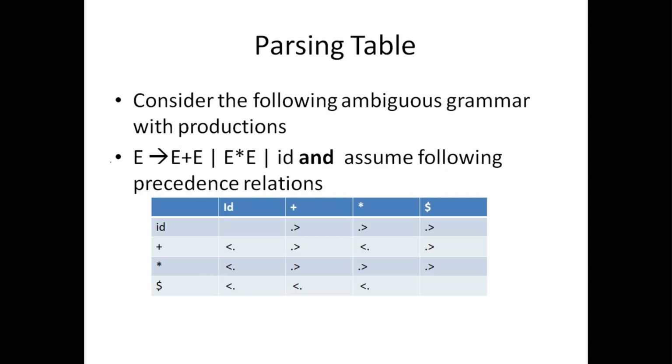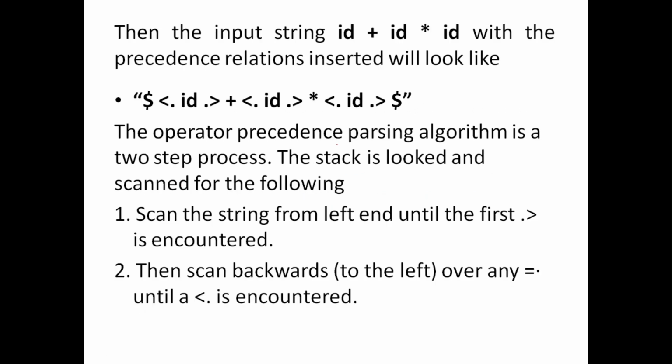Suppose we have this ambiguous grammar and we are assuming the following parsing table, that is, these are the terminals and the precedence relations are like this. The grammar has the production E is rewritten as E plus E, E multiplied by E, and id. So suppose we have the string to be parsed as id plus id into id, then we will insert the precedence relation like this.